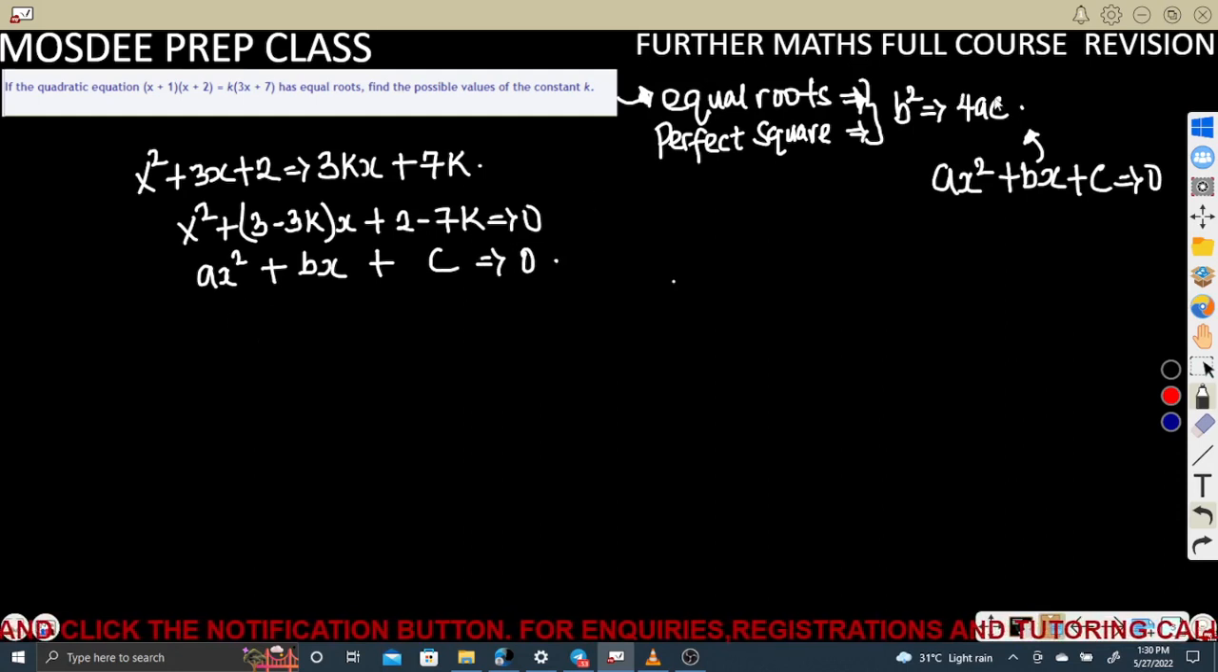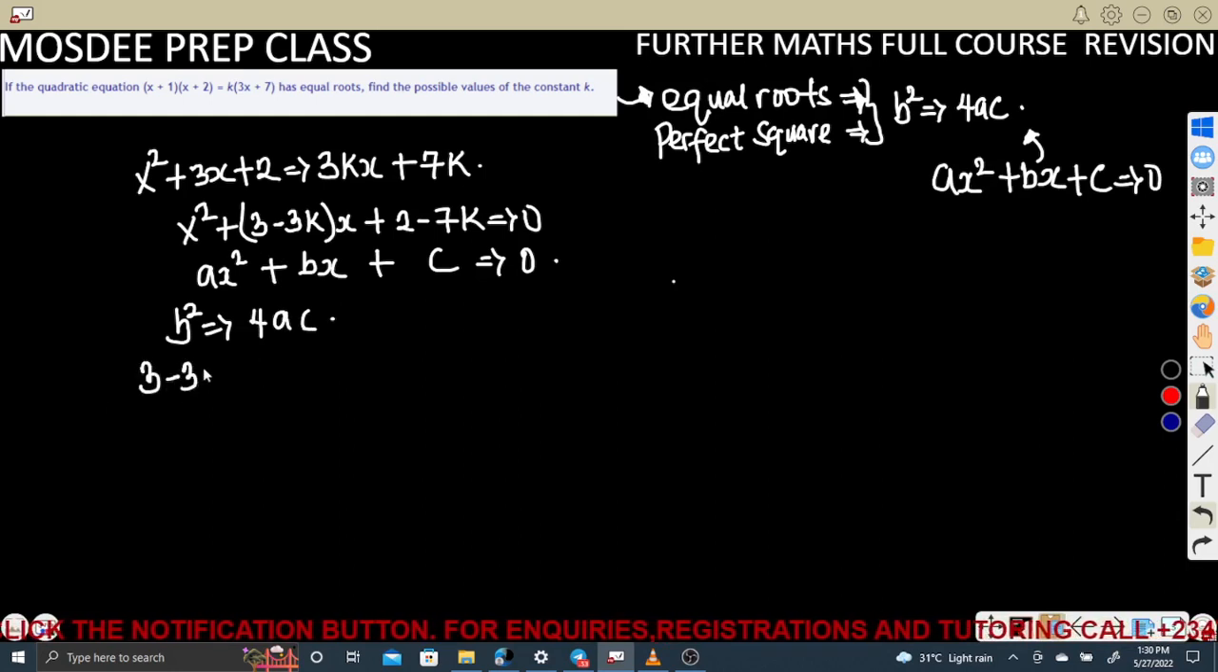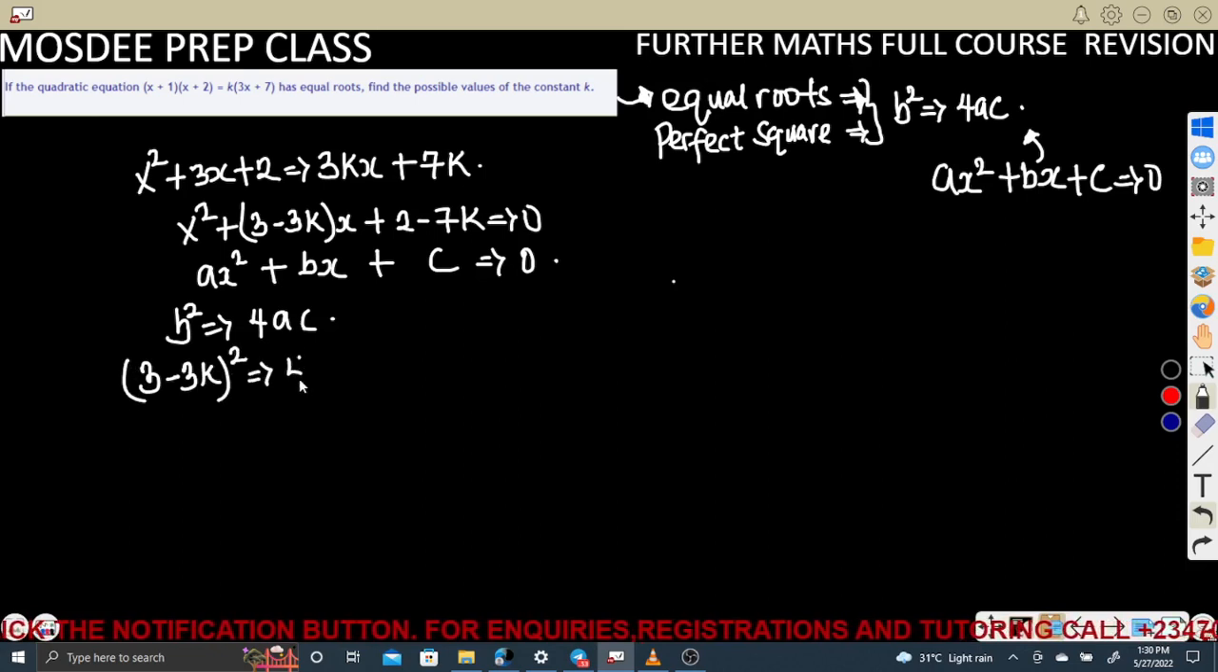Then the formula we said for equal roots and perfect squares is b squared is equal to 4ac. So when you substitute b squared equals 4ac, you will be able to find the value of k. So b here, you can see, is the coefficient of x. And this is (3 minus 3k) all squared, which must be equal to 4 multiplied by a, the coefficient of x squared, which here is 1, and c is this one, it is 2 minus 7k.